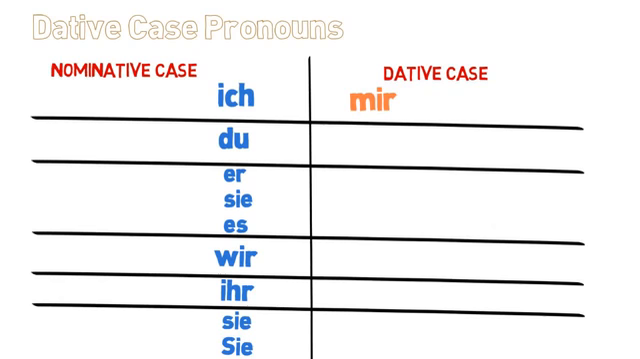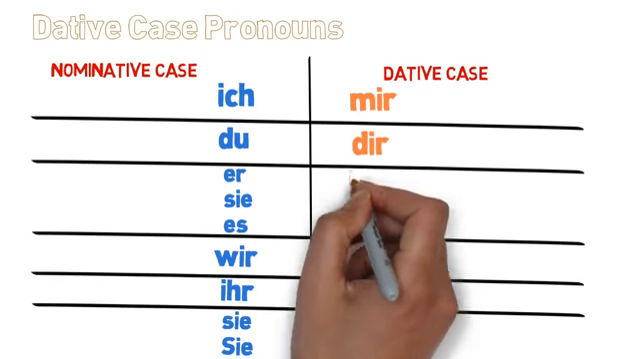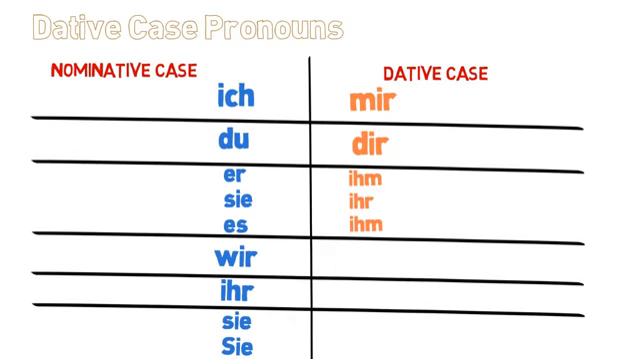In the dative case, ich becomes mir, du turns into dir, er becomes ihm, so he becomes to him or for him, sie becomes ihr, and es becomes ihm, wir becomes uns, as you saw above, ihr becomes euch, and sie and Sie both turn into ihnen, although notice that it's lowercase when it means them, and capitalized when it means you in the formal form.